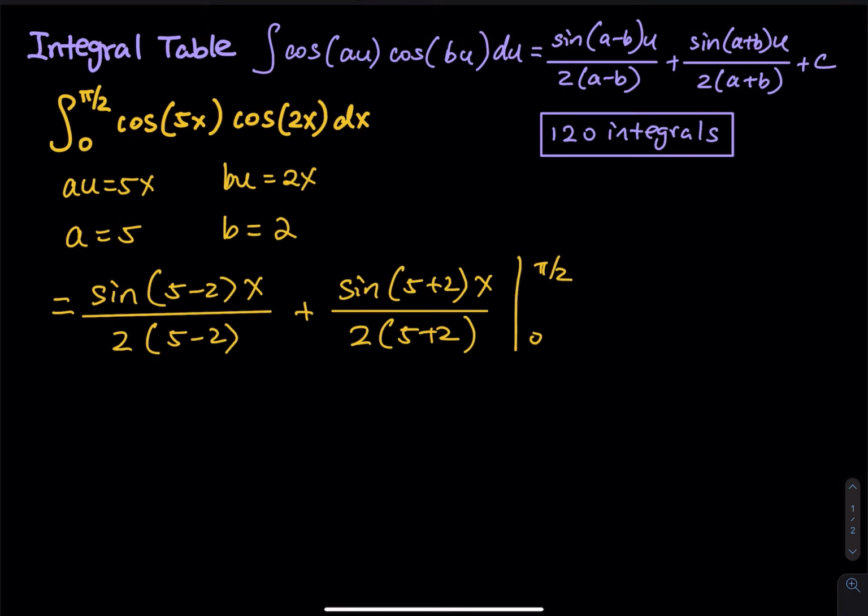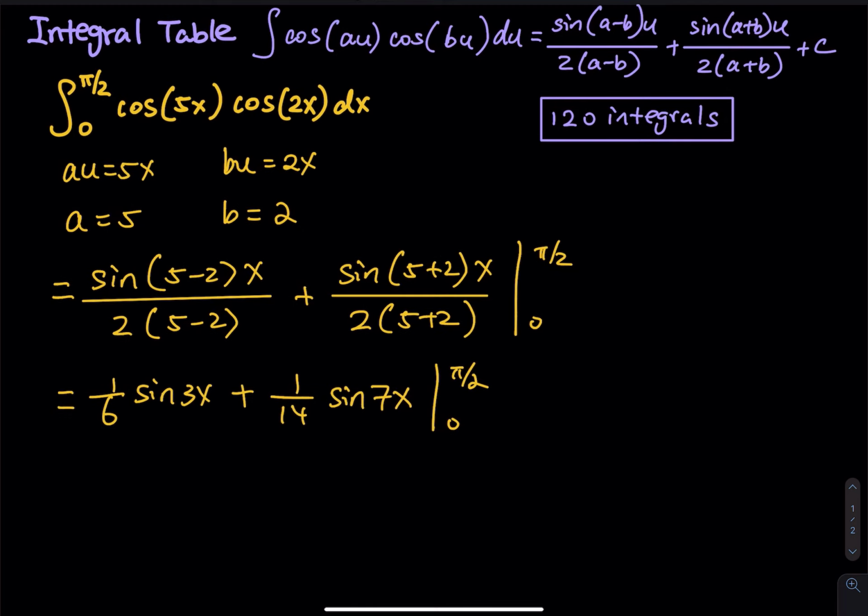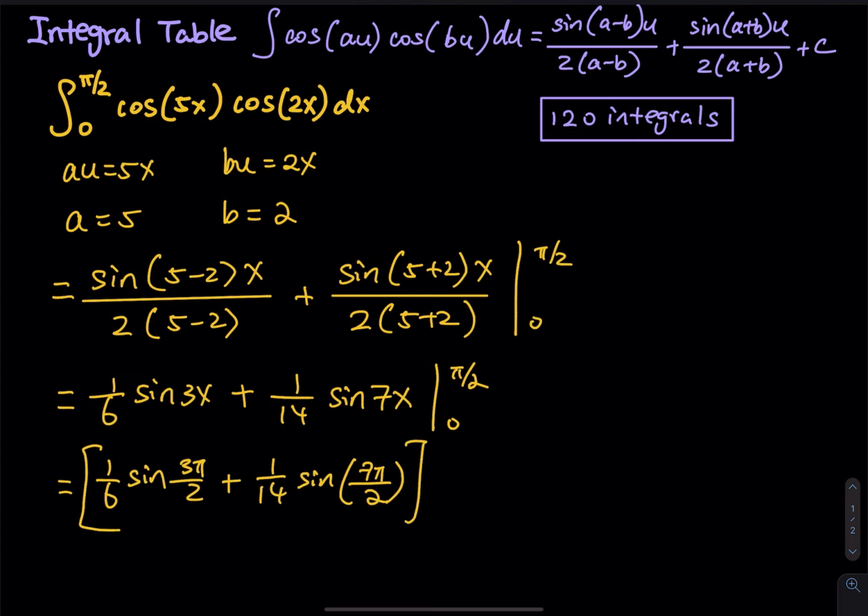You don't have to change the 0 to pi over 2 in terms of u, because the result is in x. So we have sine of 3x, and the bottom is 1 over 6. So we have 1 over 6 sine of 3x, plus 1 over 14 sine of 7x, such that x goes from 0 to pi over 2. Let's plug in pi over 2. We have 1 over 6 sine of 3 pi over 2 plus 1 over 14 sine of 7 pi over 2, and then we have the lower limit 0.